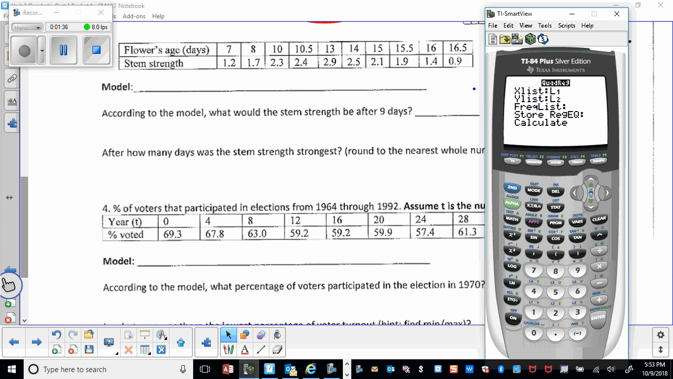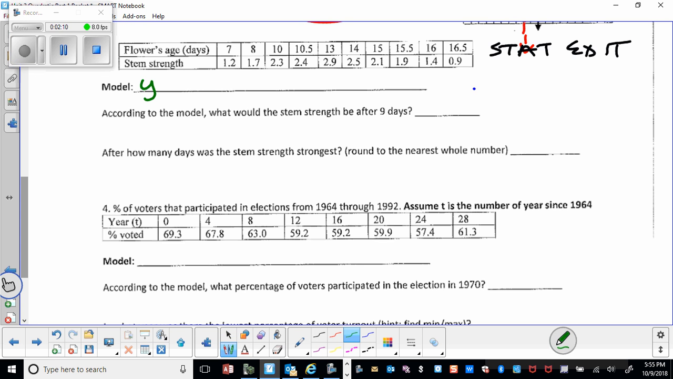My data is in L1 and L2, and then I'm going to store it in Y1. So I'm going to go alpha trace, enter, and then hit calculate. All right, and there is my data for my model, right? There's A and B and C, so I can write that quadratic equation. That's the model. The model is a quadratic equation. Okay, so I have the A, B, and C there. I'll just write it in here.